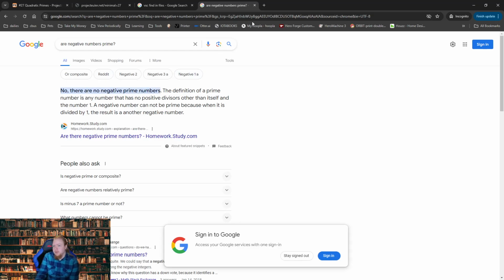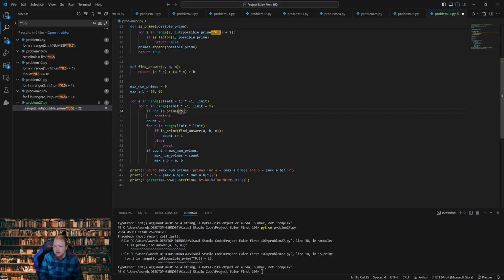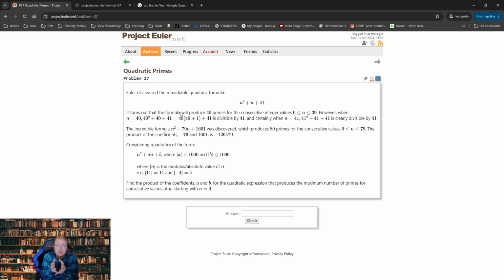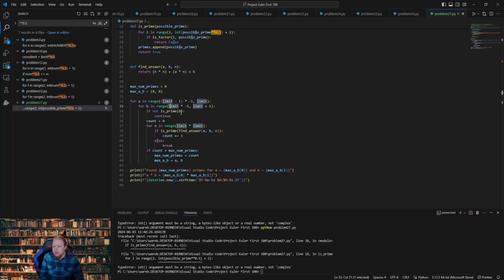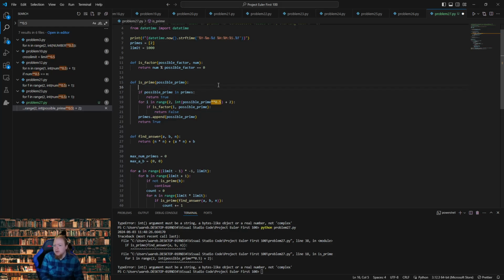No negative prime numbers. So, instead of driving ourselves nuts trying to find all of the absolute values and stuff, b has to be positive because b itself must be a prime. So that's going to cut us out quite a lot. And then here, we're just going to change is prime.